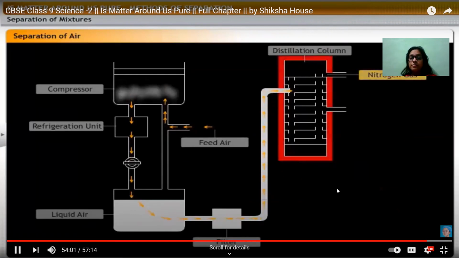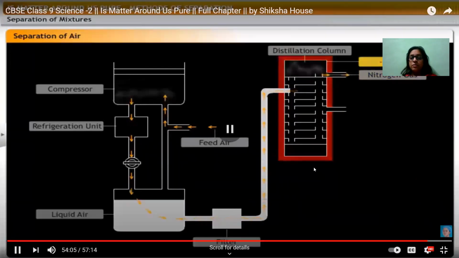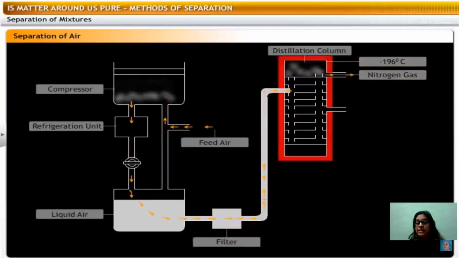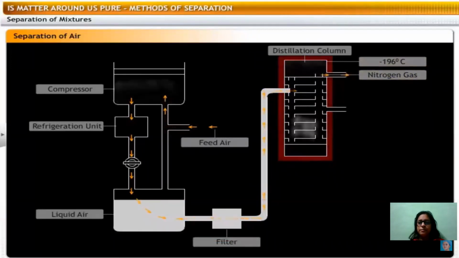Nitrogen gas forms first as it has the lowest boiling point of minus 196 degrees centigrade. This nitrogen gas collects at the top of the fractional distillation column.